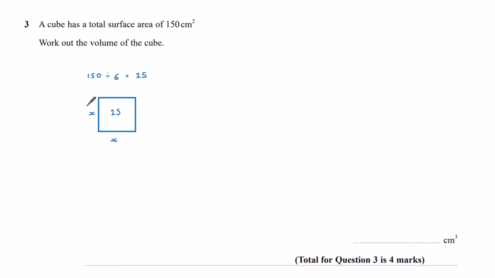And so I know each face of my cube is 25, and because it's a cube, I know the face is a square. And so if this area is 25, what I want to do is find the length, which of course is going to be equal to the width as it's a square. And so what squared is 25? 5 squared is 25. And so if the length of this cube is 5, then the volume of this cube is 5 times 5 times 5, or 5 cubed, and so the volume is 125 centimeters cubed.